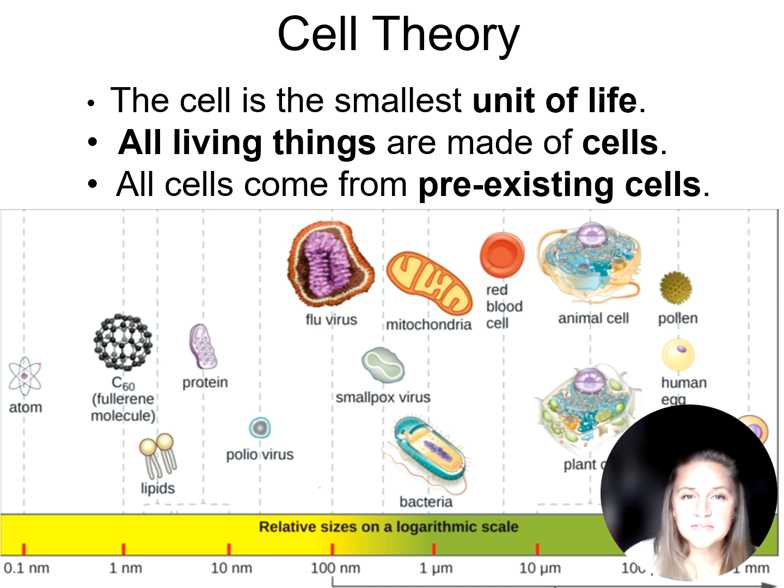So the definition of a cell is it's the smallest unit of life. So the smallest living thing would be a cell. Cells are made up of all different types of macromolecules, but the smallest unit of living thing is a cell. All living things are made up of cells.